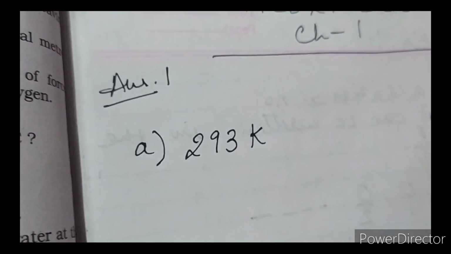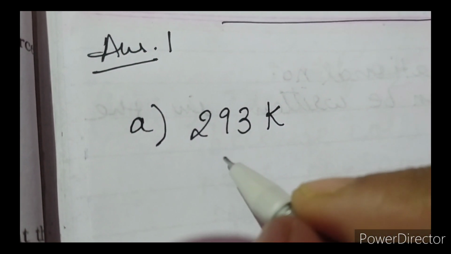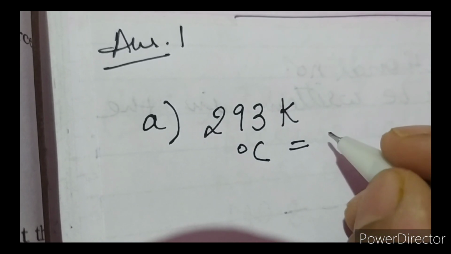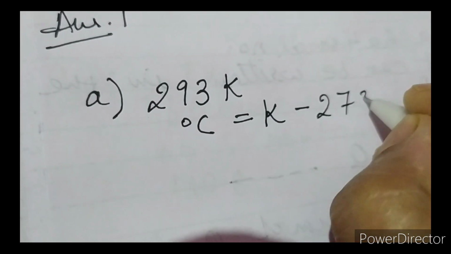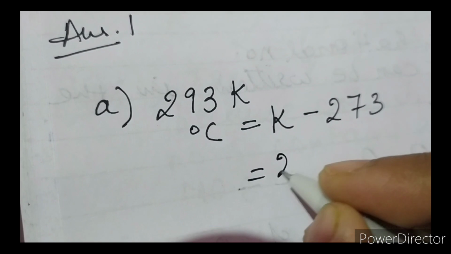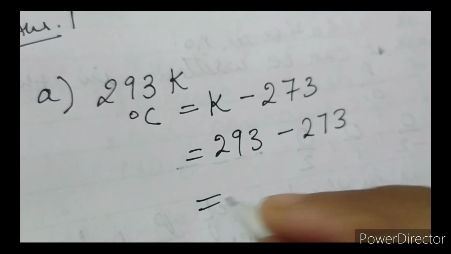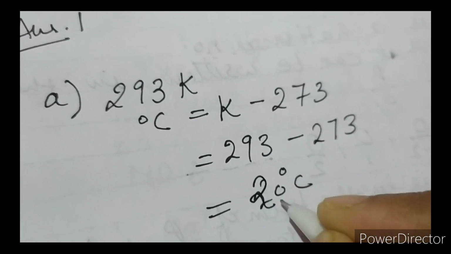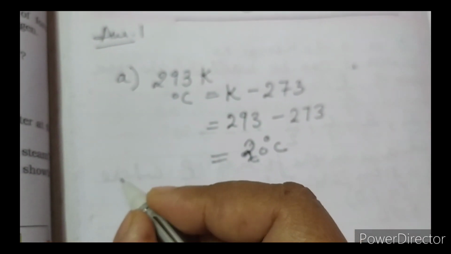If you have to convert it into degree Celsius, we will minus it by 273. So because temperature in degree Celsius is equal to Kelvin temperature minus 273. So the temperature in Kelvin is given as 293 minus 273 will be equal to 20 degree Celsius. Okay. So here the question number 1, answer A is 20 degrees Celsius.